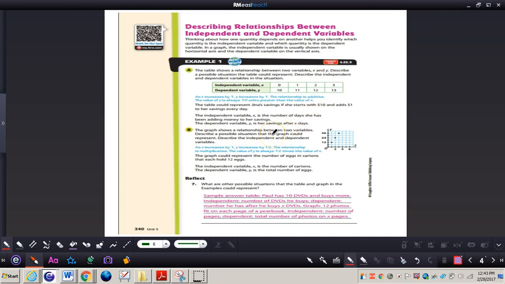So we could say that the table could represent a lot of different things. Just as an example, we could represent Gina's savings if she starts with $10 and adds $1 to her savings every day.